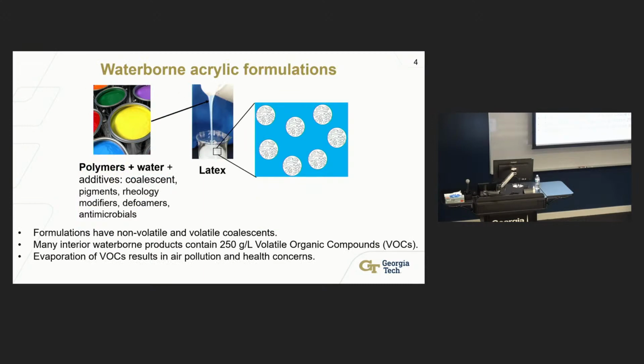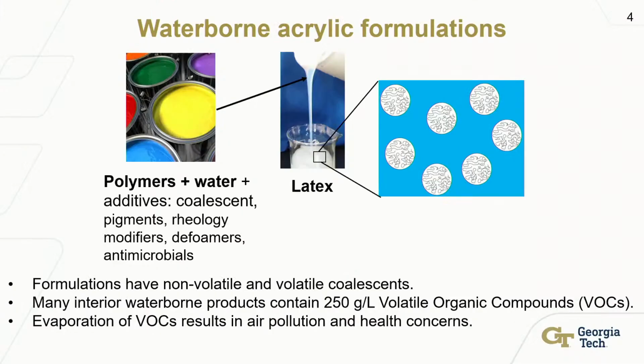In the first one, the waterborne acrylic formulations, these are essentially found in many types of coatings and most types of latex paints. If you look at a latex paint as an example, it contains polymers plus water plus a number of additives. These can include coalescents, which we'll talk about in a minute, pigments, rheology modifiers, defoamers, antimicrobials. And the polymer is generally present as a latex. So these are particles that are in a 100, 200 nanometer size range, usually, in many of the commercial paints. So the polymers are distributed as discrete dispersed phase materials in water.